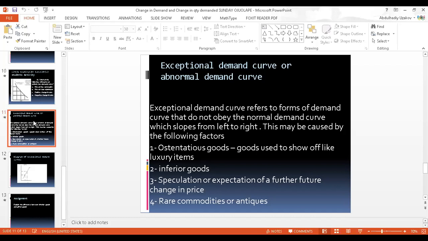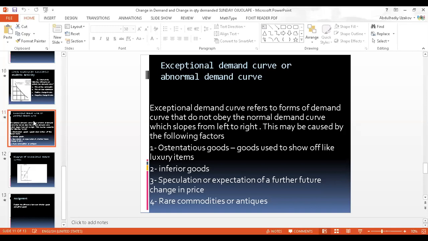My example might be probably the latest BMW or a G-Wagon. The price is so much, but people will still want to buy it, to acquire it, because they feel that distinguishes them from other kinds of people. So ostentatious goods will bring about an abnormal demand curve.